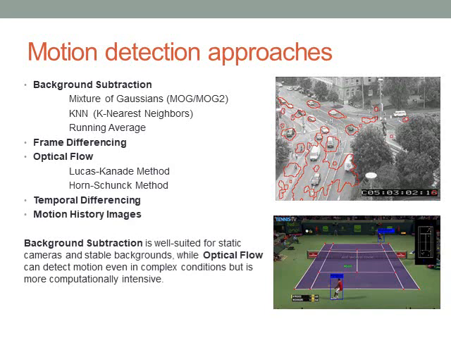Motion detection in video can be approached using various methods and algorithms: background subtraction, frame differencing, optical flow, temporal differencing, motion history images, deep learning-based methods, edge detection. Each of these methods has strengths and limitations. For example, background subtraction is well suited for static cameras and stable backgrounds, while optical flow can detect motion even in complex conditions, but it's more computationally intensive.